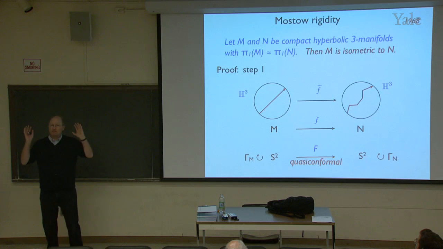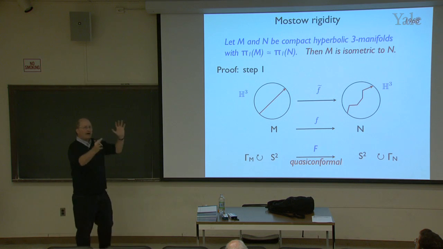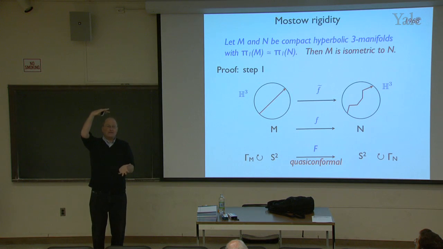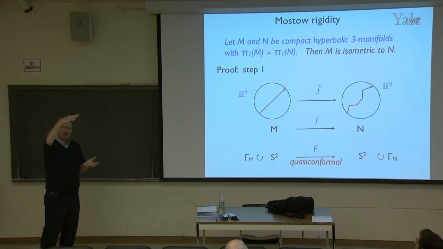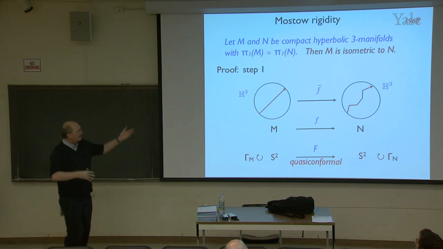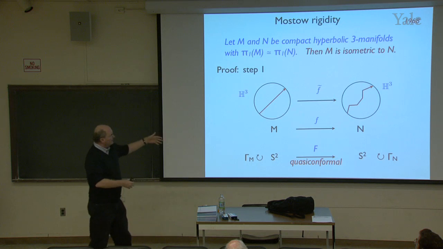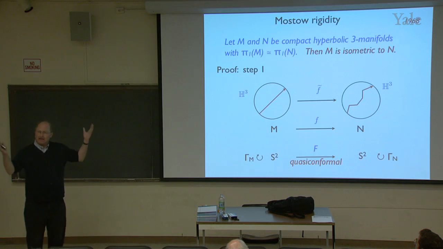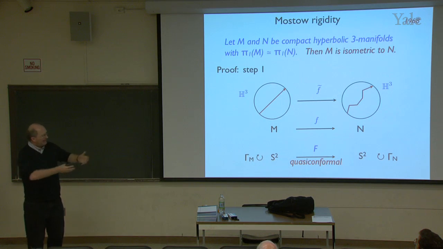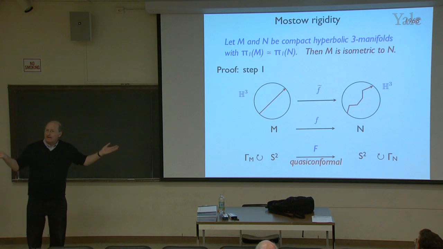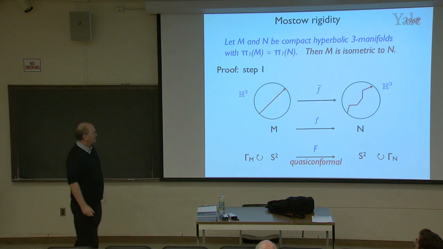So let me just remind you that if you have an isometry of hyperbolic 3 space, it induces a conformal map of the boundary. That is a Mobius transformation. If the boundary values were conformal, then the boundary values of F would extend to an isometry that would conjugate one group to the other, and that would end the proof. It would prove that the two manifolds are isometric.